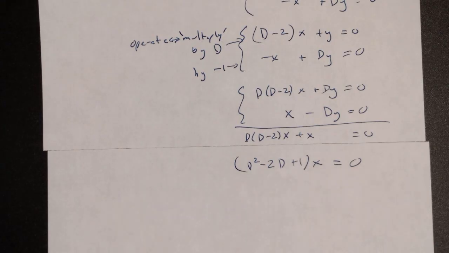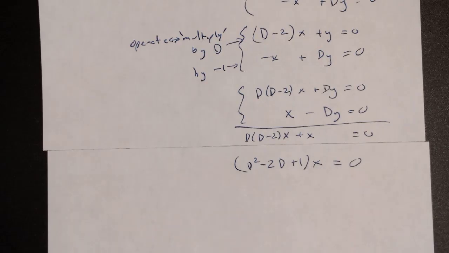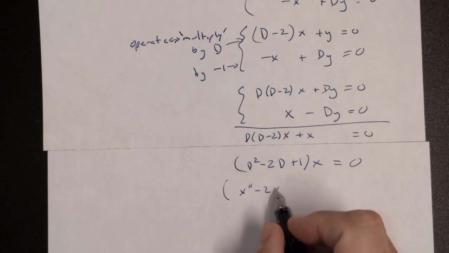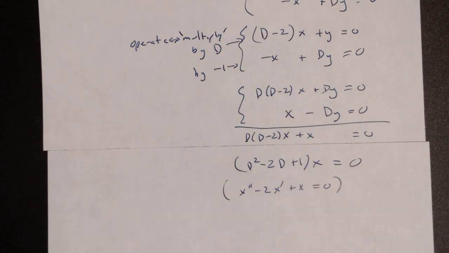Guess what? That's a second order differential equation, isn't it? This equation right here is the same as y double prime minus x double prime minus 2x prime plus x. I know how to solve that. But I don't actually need to convert it to a differential equation to do that.